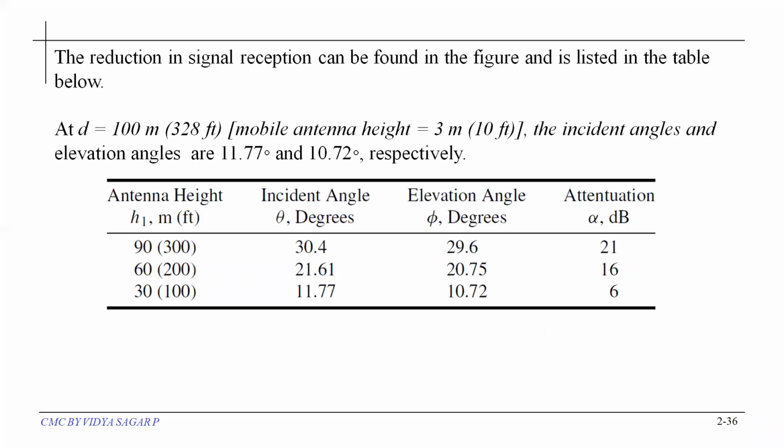Also, based on this table, we came to a conclusion that if the antenna height is around 19 meters, then the incident angle and the elevation angle both are high, and also the attenuation alpha is high. That means we have to decrease the attenuation level for a better signal propagation. Right? Whereas if the antenna height is around 60 meters, then the incident angle and elevation angle are 21.6 and 20.75 degrees, and the attenuation is 16 dB.